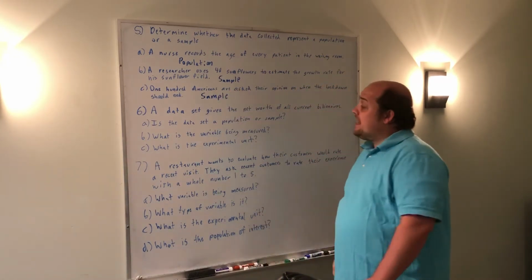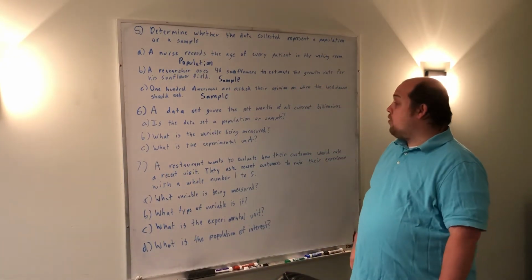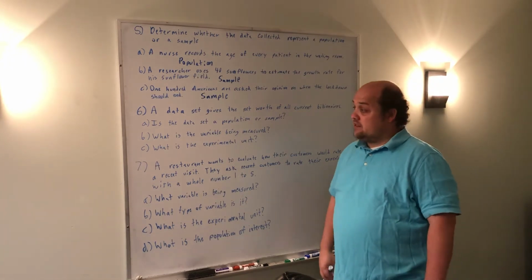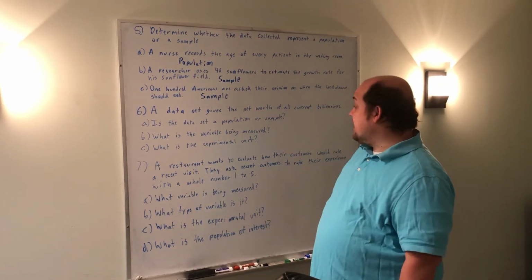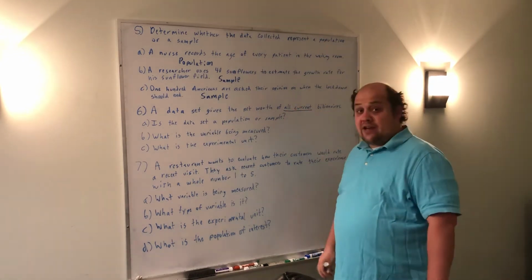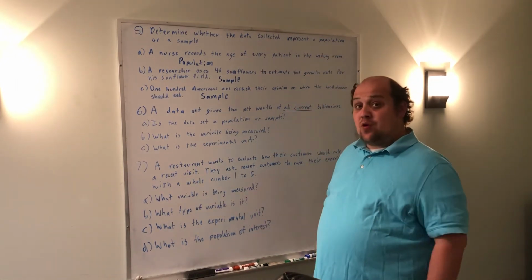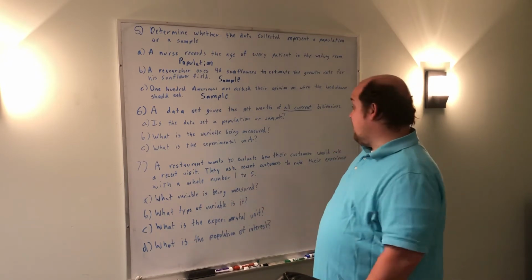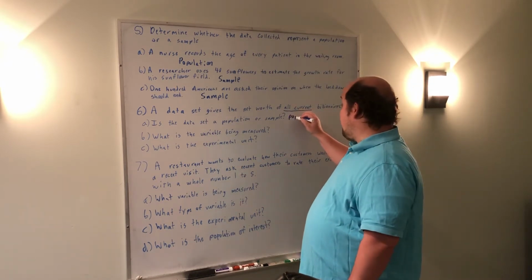Question 6 tells me a data set that gives the net worth of all current billionaires is what we're going to be discussing. First thing it asks is, is the data set a population or sample? Since it says all current billionaires, it includes everybody who we would like to study within the billionaire class. For that reason, it's a population.